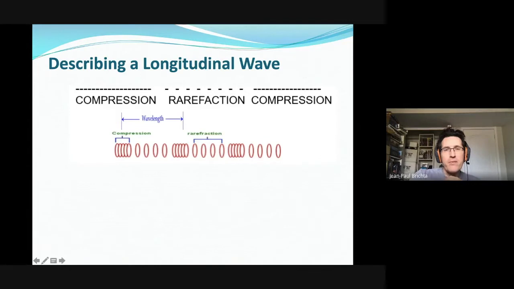Rarefaction. I'm pretty sure it's rarefaction. I think there might be a typo there. There, this one's right. Rarefaction. There you go. There's a typo in the graphic.